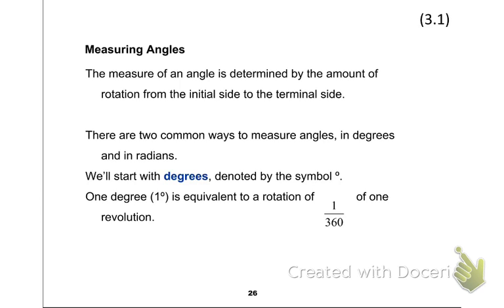So 1 degree is equivalent to a rotation of 1/360th of one revolution, meaning there are 360 degrees in one whole revolution around a circle.